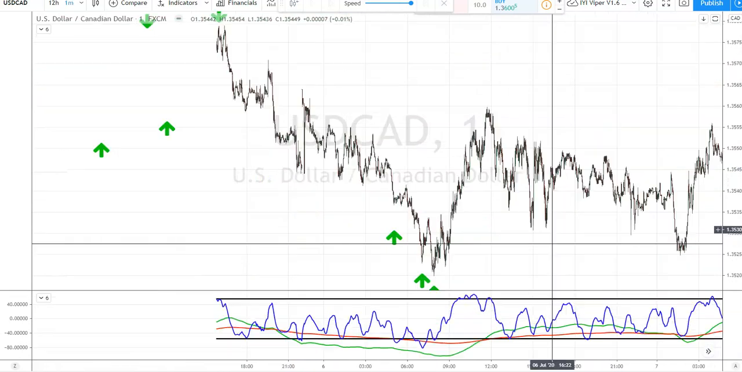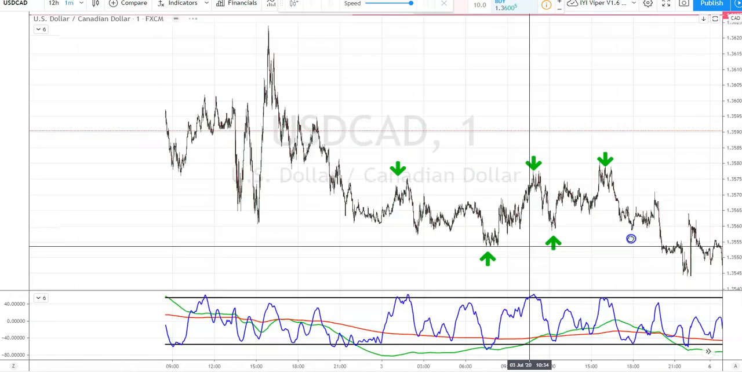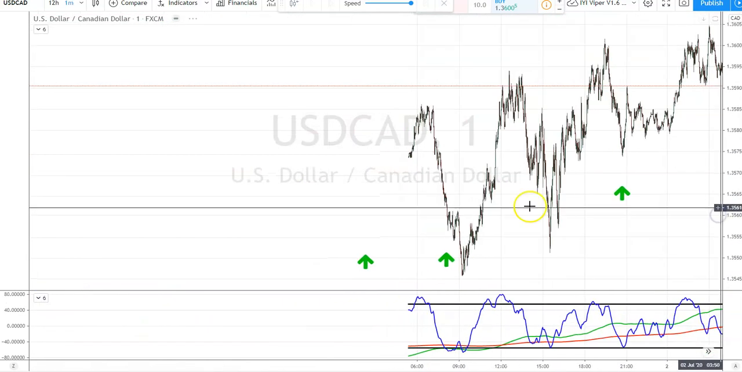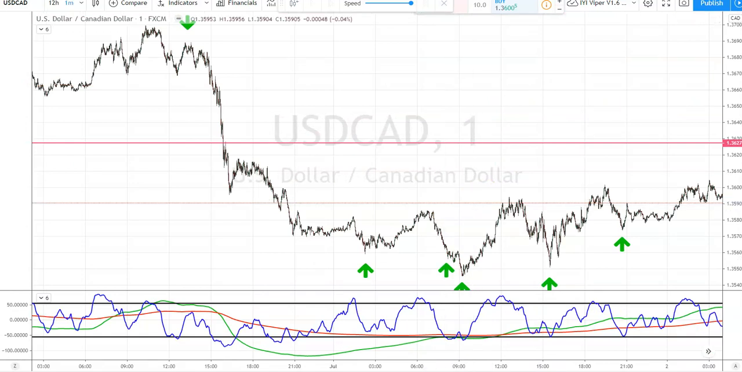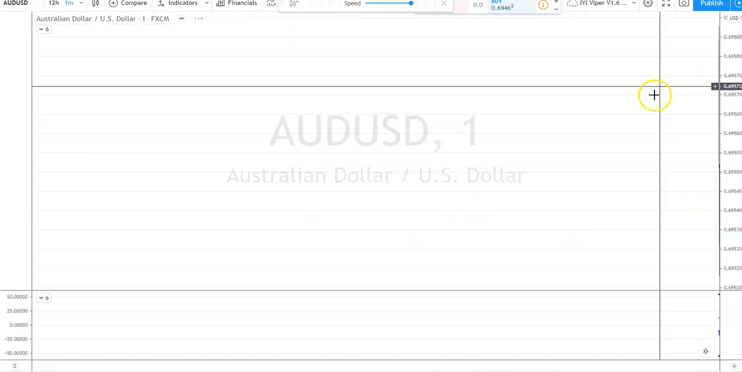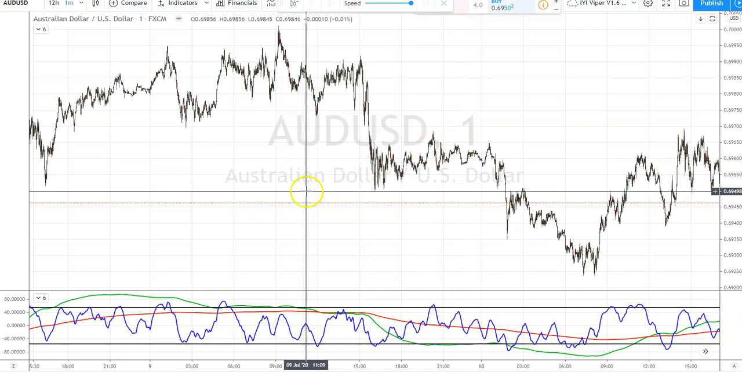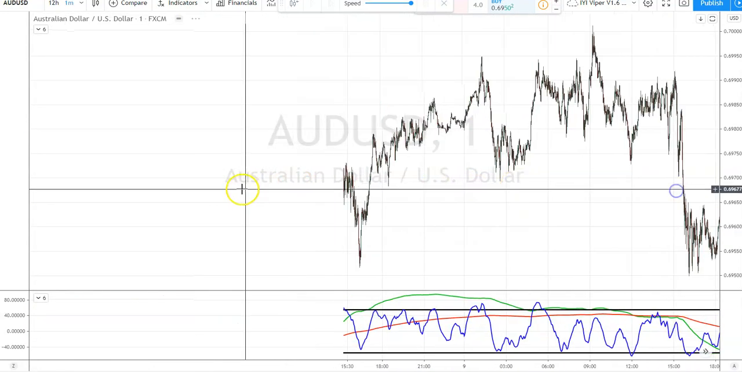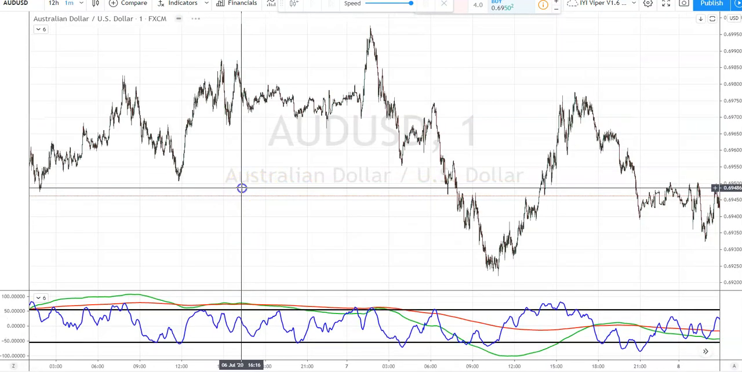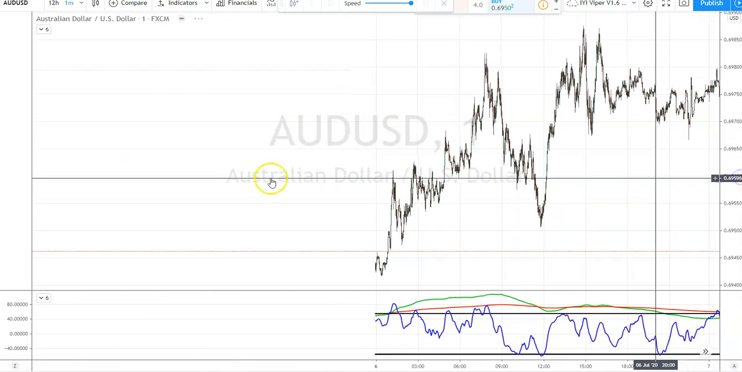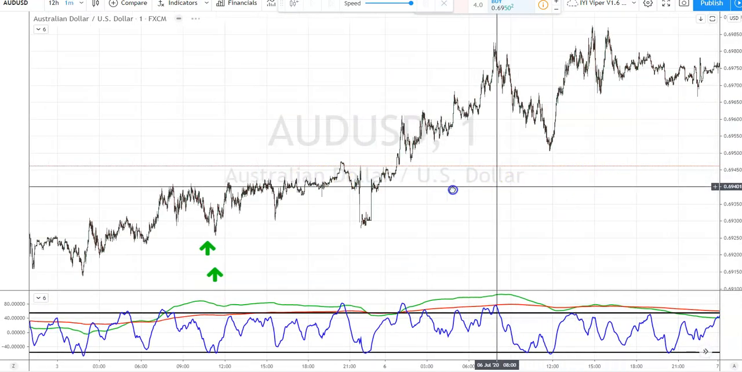I think I've traded so much on the US dollar CAD recently that I have arrows absolutely everywhere. Let's just change. Let's go to Aussie dollar. I haven't traded much Aussie dollar. Right, okay, Aussie dollar. So let's just go back in time. Anytime would be okay. We just want some trading time. Let's get off those arrows.